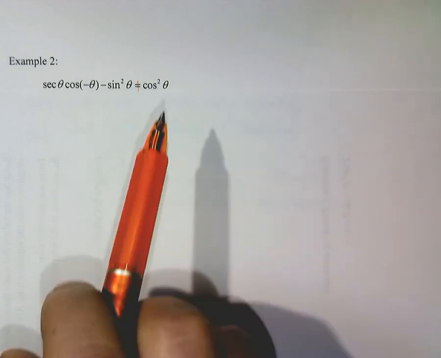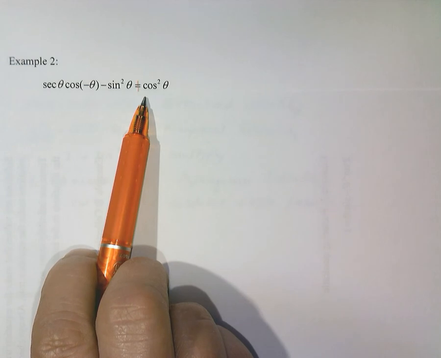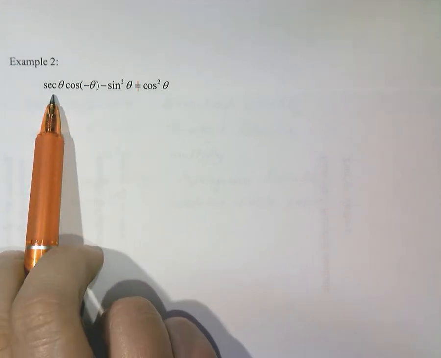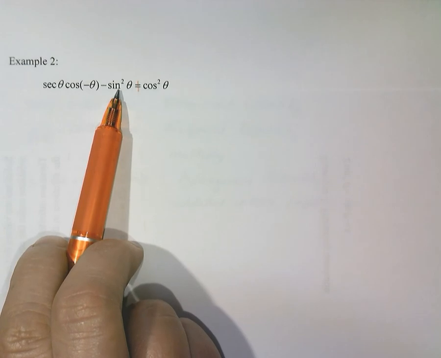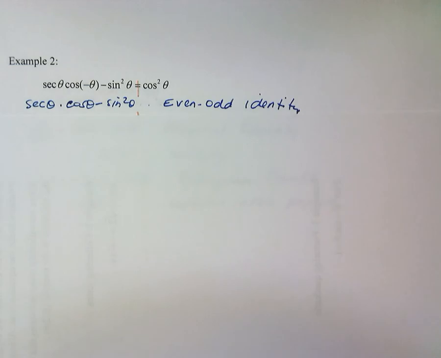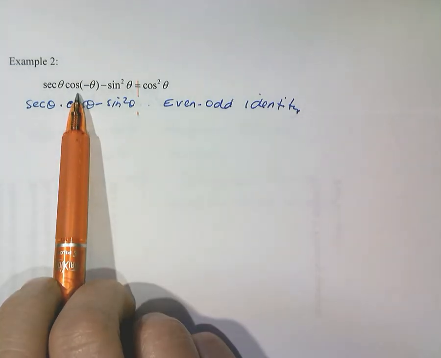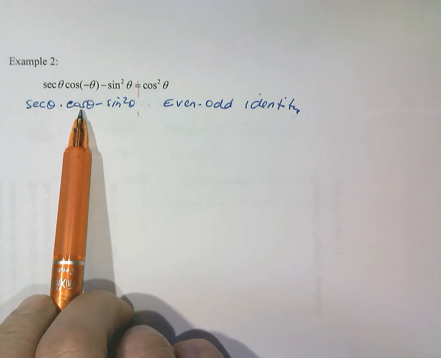My next example is I have secant theta times cosine negative theta minus sine squared theta equals cosine squared theta. So in these processes, what I'm always keeping aware of is where I want to end up. It's like a destination. That's where I want to go. Since I want to end up with just something with cosines, I'm looking to change secant and sine squared. But my first step is that cosine negative theta is an even odd identity. We don't use them that often, and this year we're not focusing on them. But I can replace cosine negative theta with cosine theta.